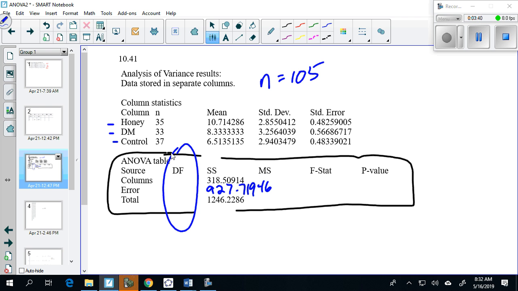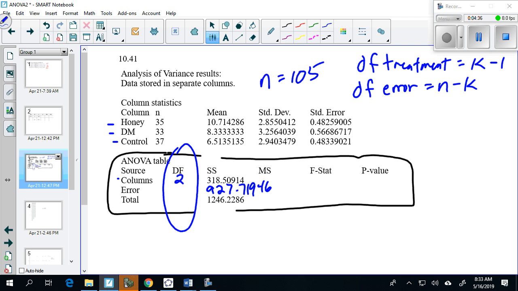So how do I divide up the degrees of freedom? What's the degrees of freedom for treatment, in this case what's called columns? 2. Why? It's one less than the number of treatments. I got 3 treatments here: honey, dextromethorphan, and control. So degrees of freedom for treatments is 2. What's the degrees of freedom for error then? Degrees of freedom for treatment is K minus 1, where K is your number of treatment groups. And degrees of freedom for error is N minus K.